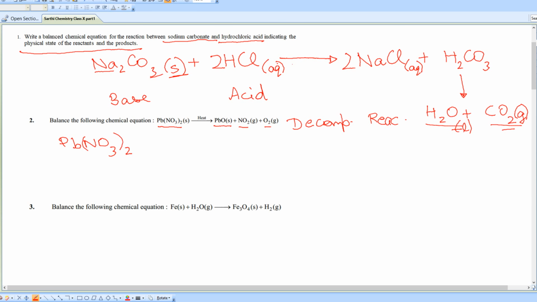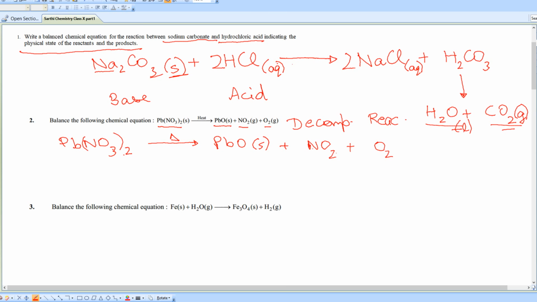Lead nitrate on heating gives me lead oxide, which is solid, plus NO2 plus oxygen gas. So we know that nitrogen is 2 atoms, but here we have only 1 atom of nitrogen. Oxygen is 6, but here we have 2 plus 2 is 4 plus 1 is 5, and lead is 1 and lead is 1. So how do we go about this?